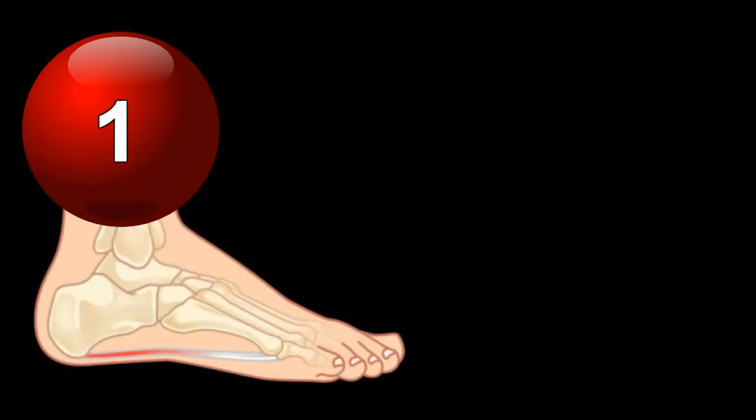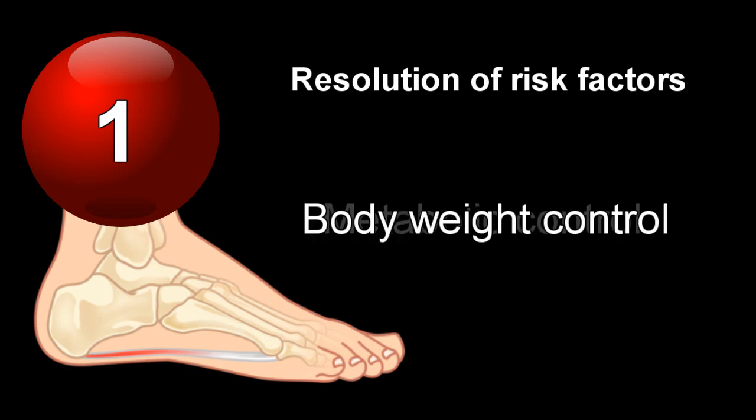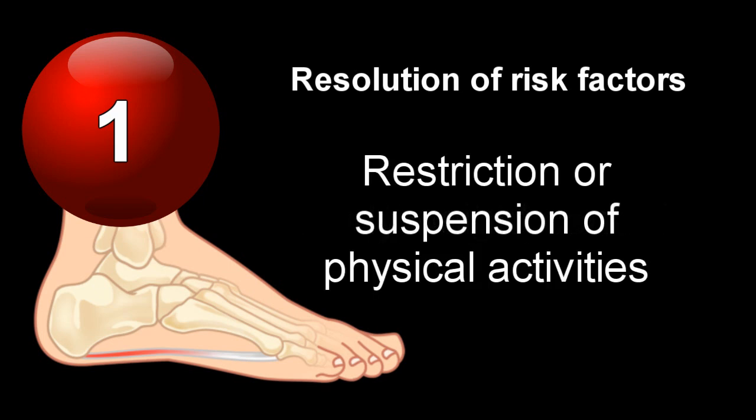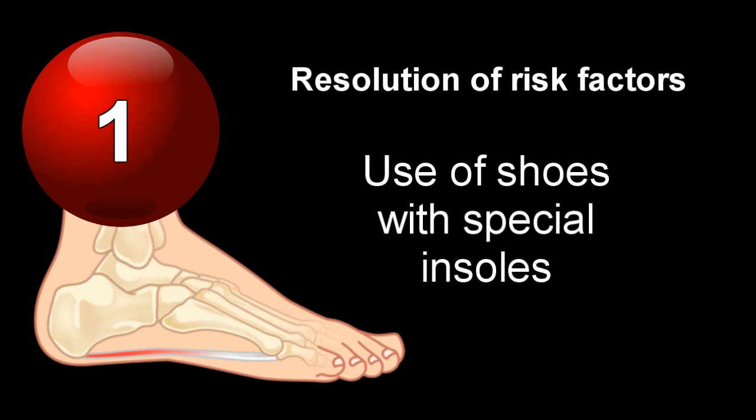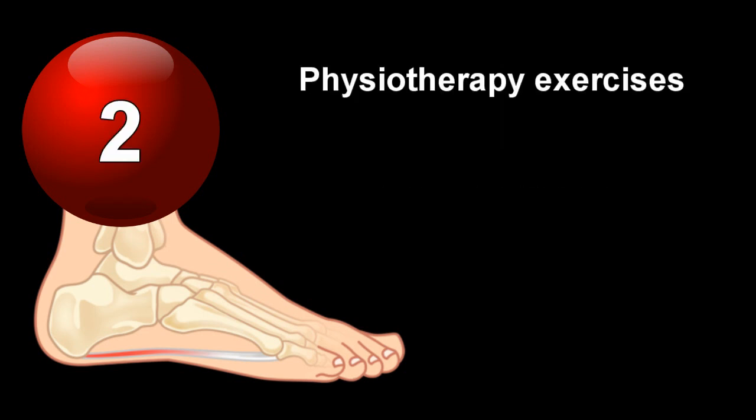The first comprises: 1. Resolution of risk factors, that is, metabolic control, body weight control, restriction or suspension of physical activities that represent a prolonged overload or that aggravate pain, and use of shoes with special insoles so that they don't exert pressure on the calcaneus bone and the plantar fascia. It is recommended, for example, to use sports shoes with a soft and wide heel. 2. Physiotherapy exercises. This should focus on stretching your calf muscles, Achilles tendon, and plantar fascia.